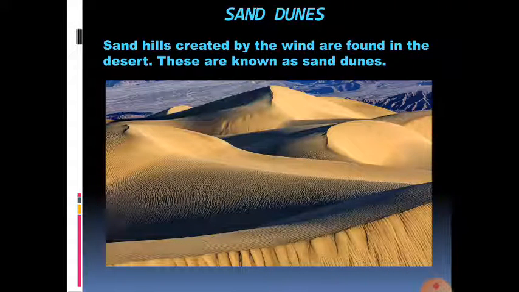Sand dunes. What are sand dunes? Sand dunes are sand hills created by the wind, found in the desert. It means these are hills of sand and they are created by the wind. When wind blows, the sand flies and collects in one place and makes a hill. That hill is known as sand dunes.